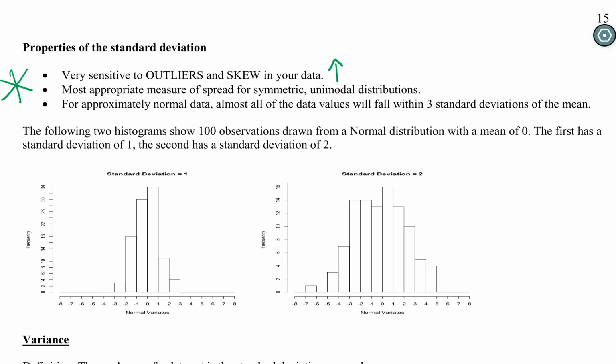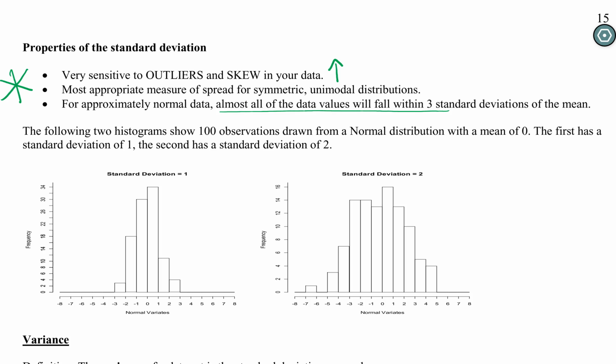It's still our best measure of spread if we have something that is symmetric, unimodal, nice, pretty data. In fact, if it is nice and unimodal and it follows that approximate normal bell curve, we can use what we call the empirical rule, which we'll learn about later, and that would mean that almost all of our data values fall within 3 standard deviations of the mean.